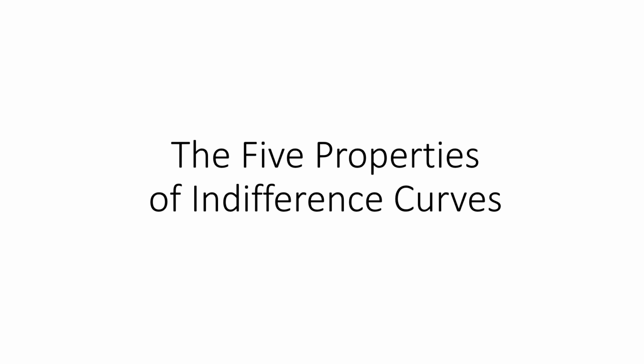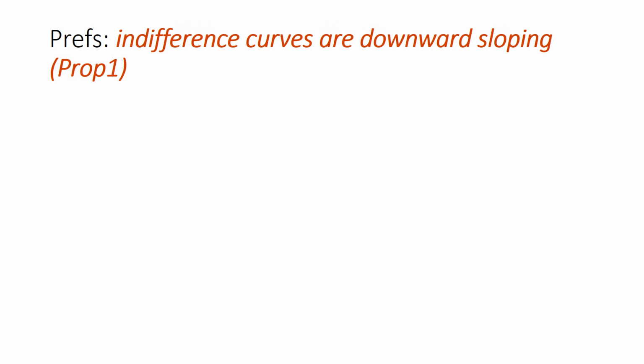There are 5 properties of indifference curves that you need to know. The first property of indifference curves that you need to know is that indifference curves are downward sloping. We're going to prove this property by reasoning by contradiction.